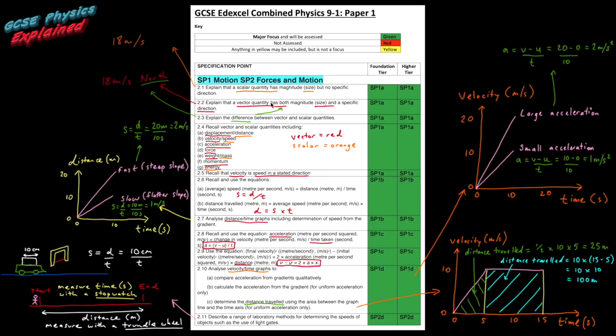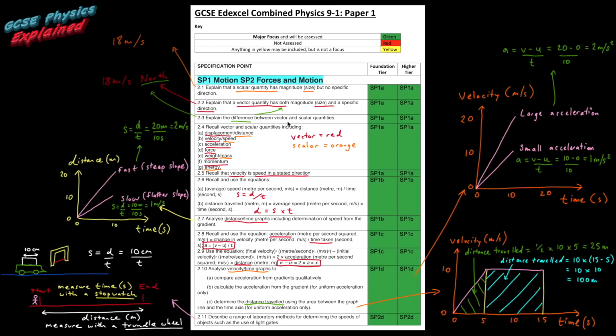So you're supposed to be able to explain that a scalar quantity has magnitude, or size, but no specific direction. Magnitude is just a posh word for size. For example, 18 meters per second. It's just got a size. Yes, it's got units as well, but there's no direction. You've got to be able to explain that a vector quantity has both size and direction. For example, 18 meters per second, north.